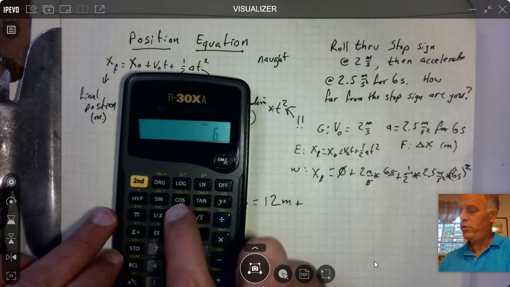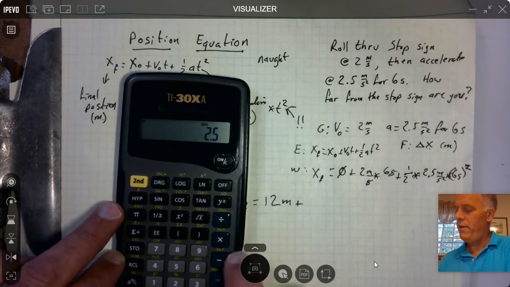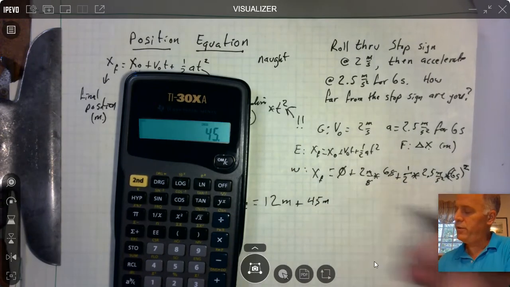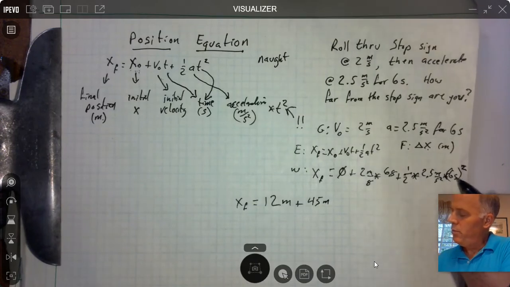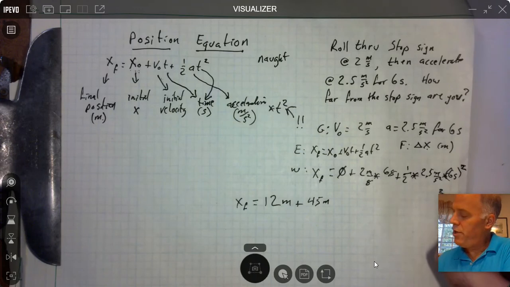So 6 squared times 2.5 divided by 2. Don't forget that 1/2 in there. So that is 45 meters. Okay? Because we have squared the 6 seconds. So this is 36 seconds squared.